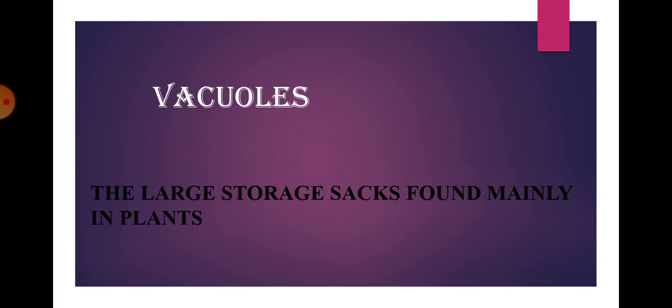The next is vacuoles, the large storage sacs found mainly in plants. A vacuole is a membrane-bound organelle. They are a kind of vesicle. Vacuoles are closed sacs made of membranes with organic or inorganic molecules inside, such as enzymes.